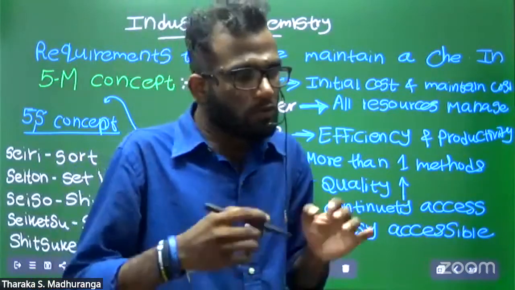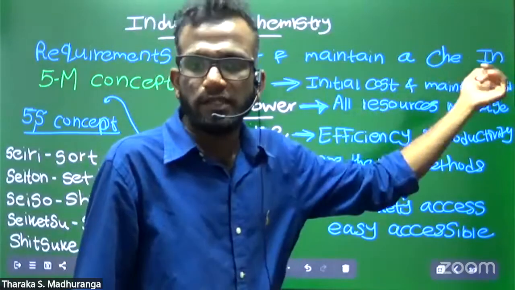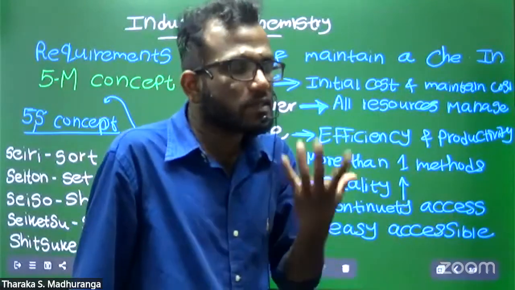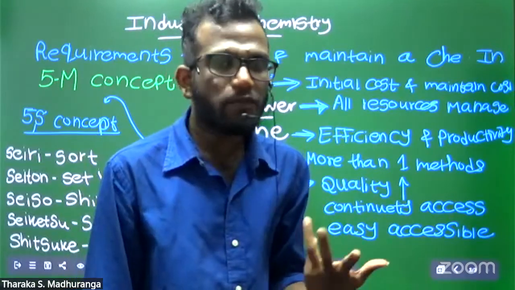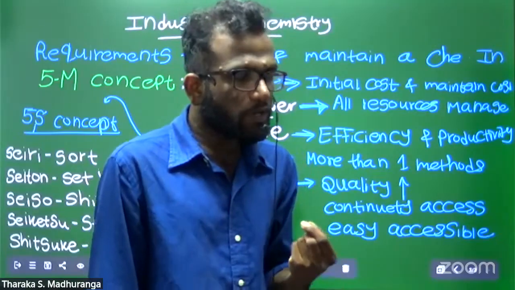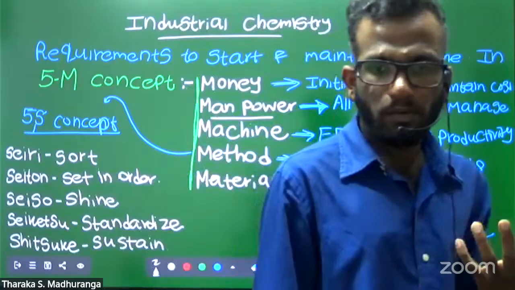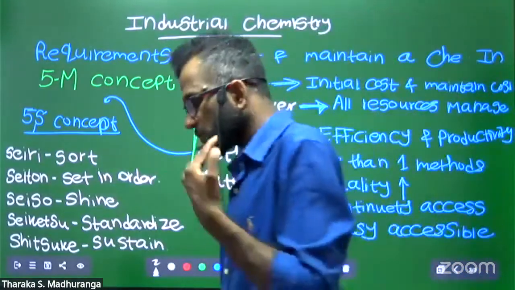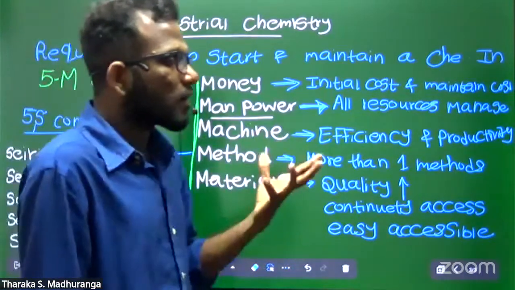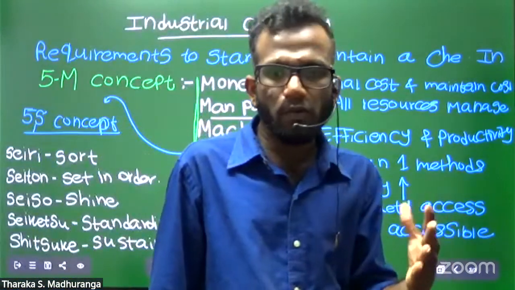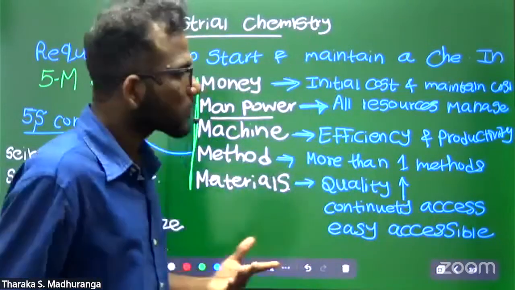If it is a chemical industry, that's a business. Always our target should be to get a profit. Otherwise, why are we doing this? Always the target is profit. It is a profit-oriented process. Therefore, we need to consider the cost and profit.